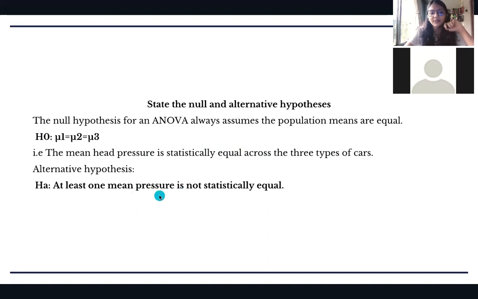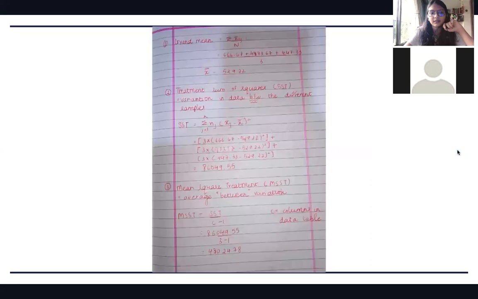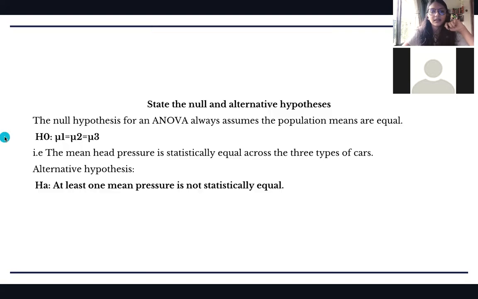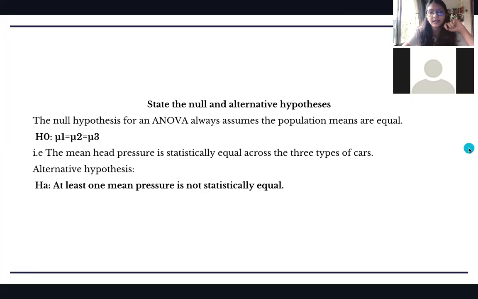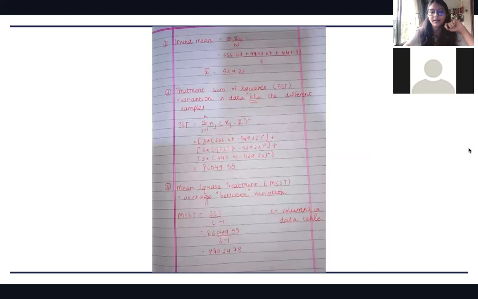So one mean pressure is different from the other two, or some. Right. So how do you solve this sum? The first step is to find the grand mean. Your grand mean is basically when you find the mean of these three means, the means of the independent groups. That is your grand mean.